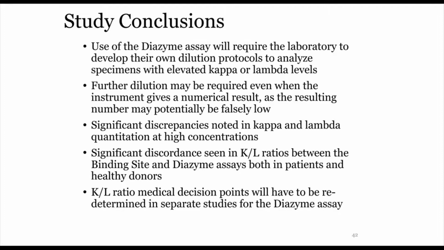Significant discrepancies can be noted in kappa and lambda quantitation, particularly at high concentrations. Significant discordance is seen in kappa-lambda ratios between the binding site and Diazyme assays, both in patients and healthy donors. And finally, any medical decision points based on kappa-lambda ratios will have to be redetermined in separate studies for the Diazyme assay.